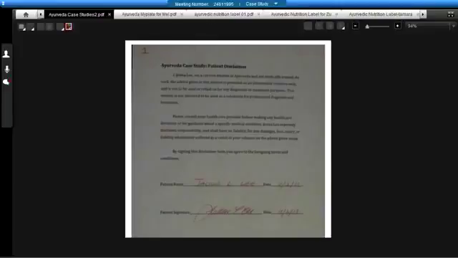Then put your name down. I disclaim responsibility and shall have no liability, etc. And this is something that you have them sign and date.